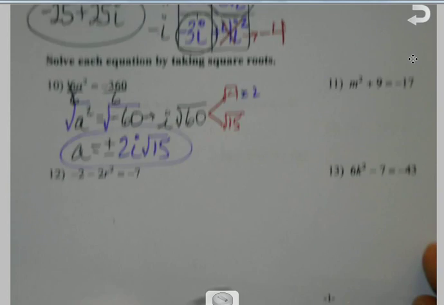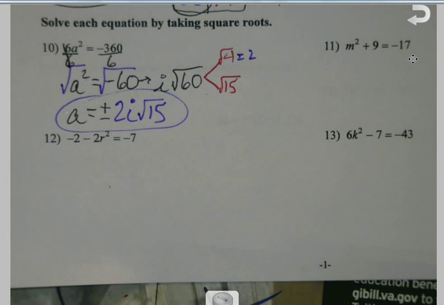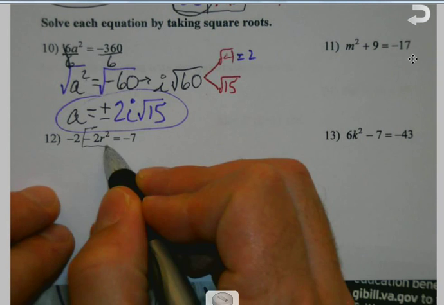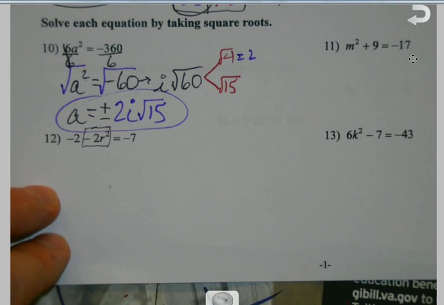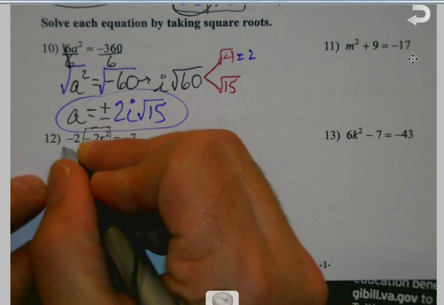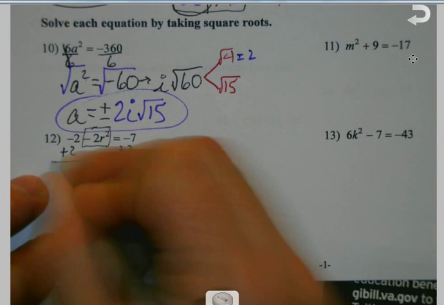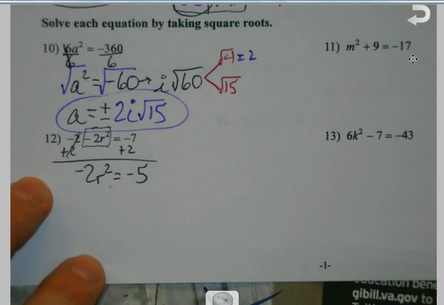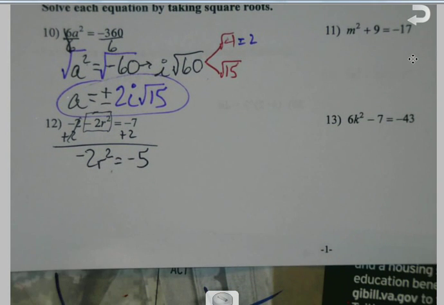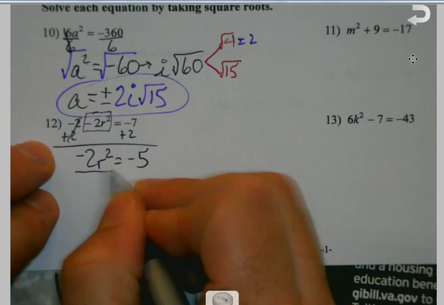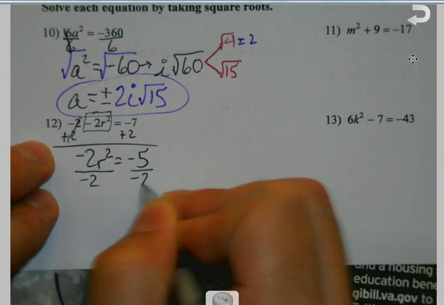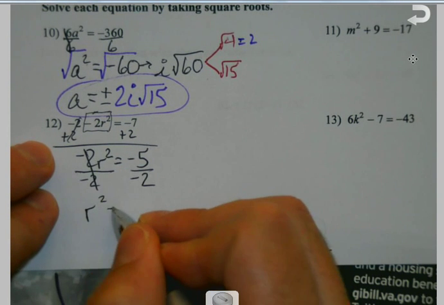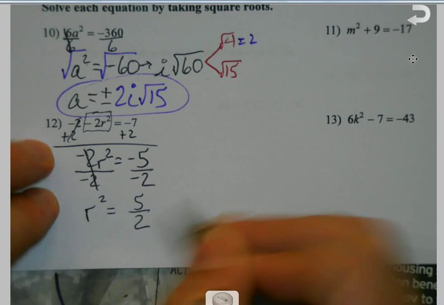So as we move a little further down, same thing when I get to 12. Got to get that guy by himself. What do I need to do first? Add 2. And you're like, okay, then I got to divide by -2. Negative divided by negative is positive.